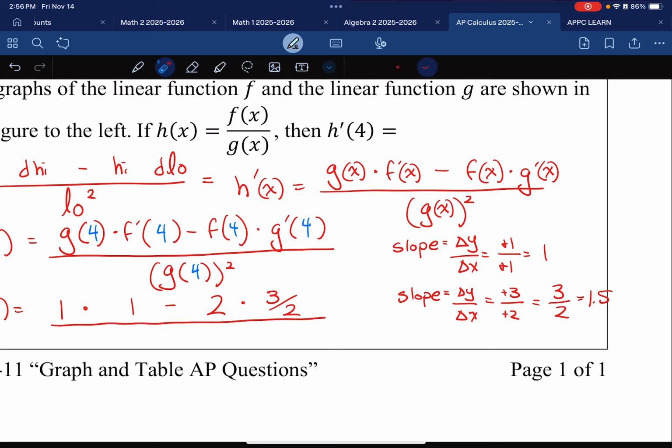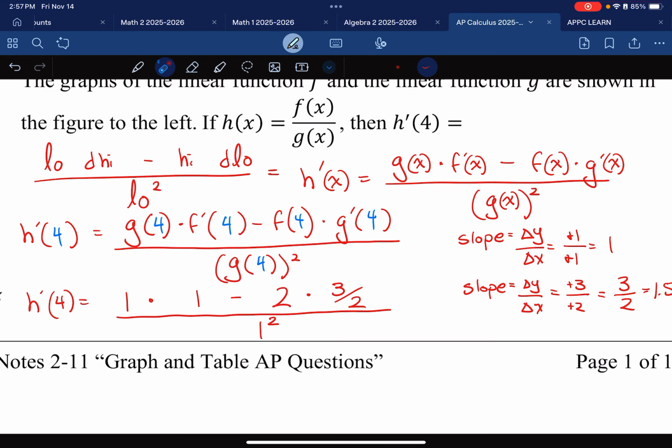Let's do the denominator. The denominator, oh, g of 4. Didn't we just do that? G of 4 is that value right there. That value right there is 1, so I can just put that 1 down here, and then I'm going to square the 1, which you don't need to do, but okay, 1 squared is just 1, so I can kind of ignore the denominator, right? Dividing by 1 is the same thing as not having anything.